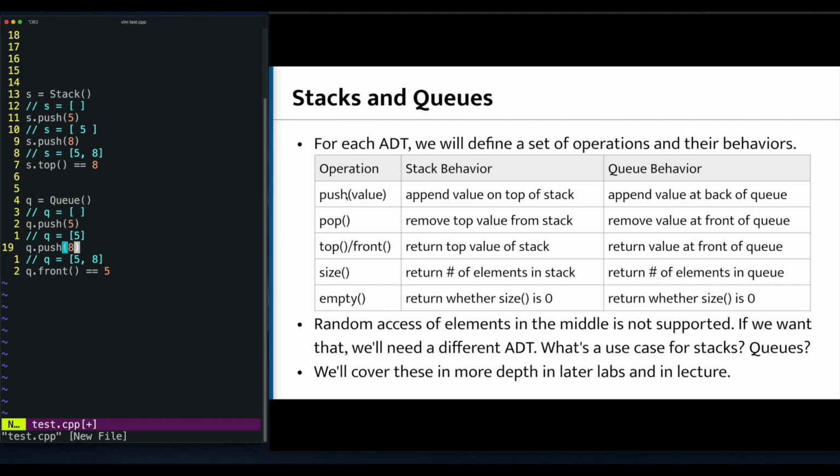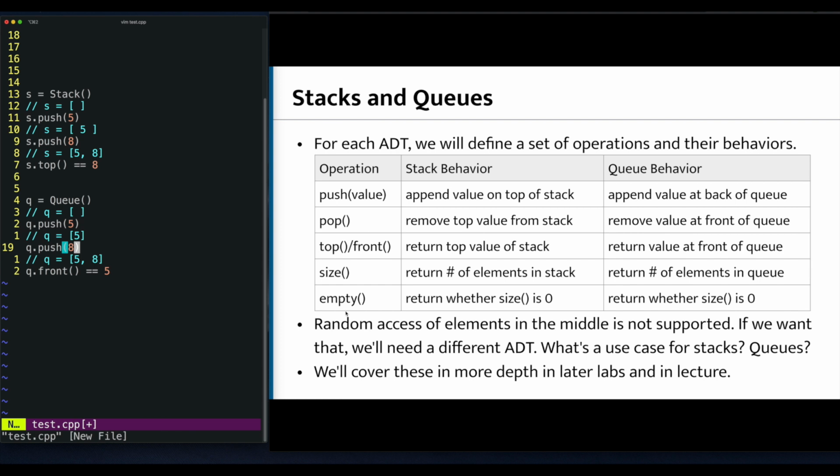So we have push to put anything into our data structure. We have pop, which removes the element that would be returned by top or front. And then we have size, which is self-explanatory, and empty. Okay, so we can't get into the middle of these data structures. What are common things that we might use stacks and queues for?